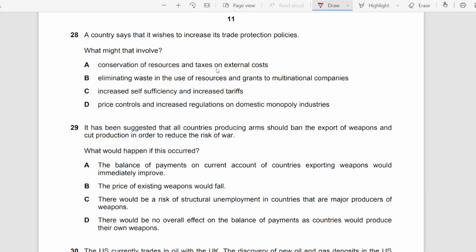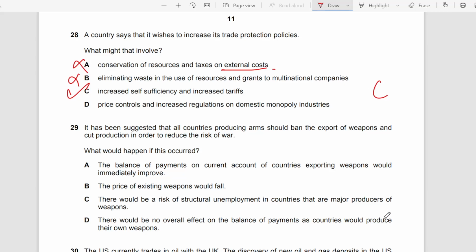A tax on external costs. Again, external costs is not about imports, so A cannot be the correct answer. Eliminating waste in the use of resources and grants to multinational companies, this will have an opposite effect. You're supporting the foreign businesses to compete with your local businesses in capturing the local markets. Increase self-sufficiency and increase tariffs. This is the correct answer, because foreign businesses will now find it more difficult to compete with locally established businesses. So local business will have an advantage here, and this is what happens in protectionism. Price controls and increased regulations on domestic monopoly industries. No. So C is the correct answer, guys, for question number 28.